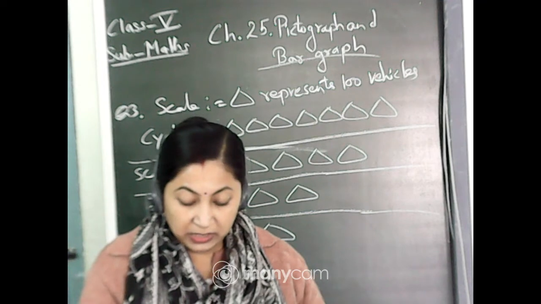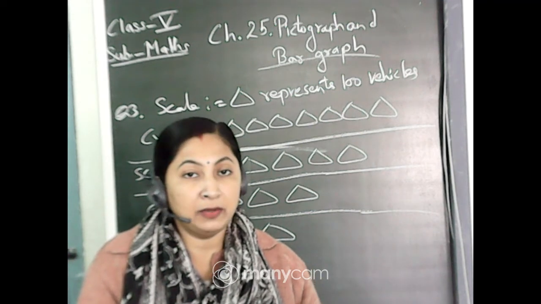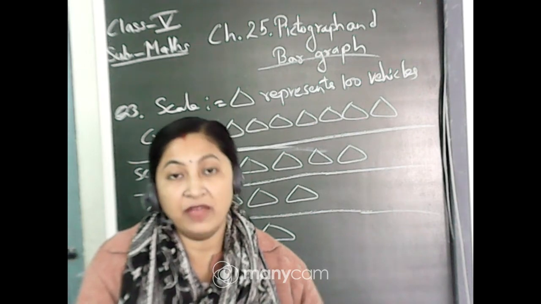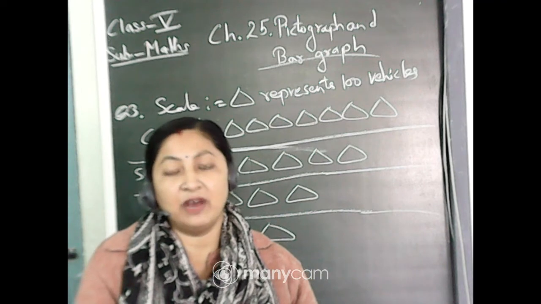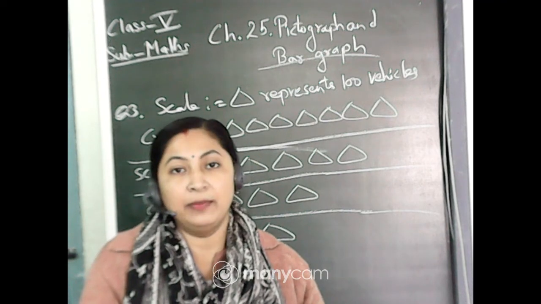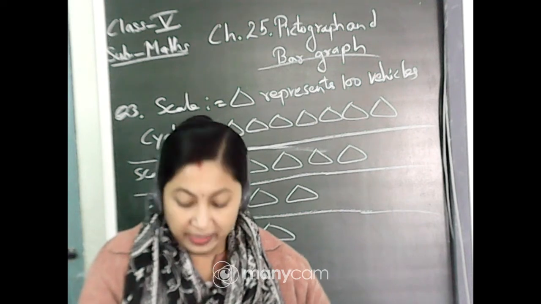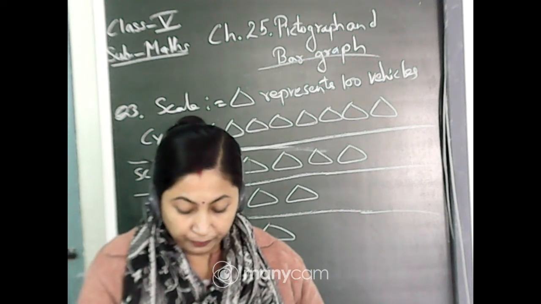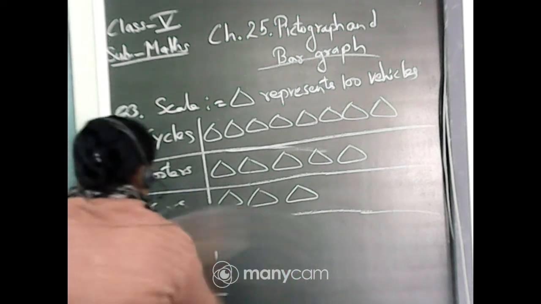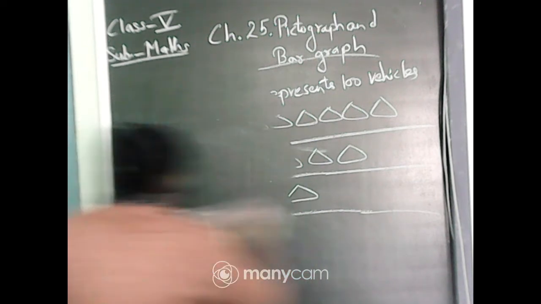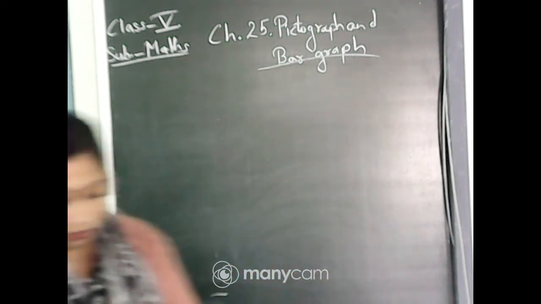Okay, so this way, if the pictograph is given, you can answer all the questions based on that pictograph, and if the information is given and you have to draw the pictograph, then also you should be able to draw the pictograph based on the following information. Clear? Now come to question number 5. Wait, let me write the answers for question number 4.